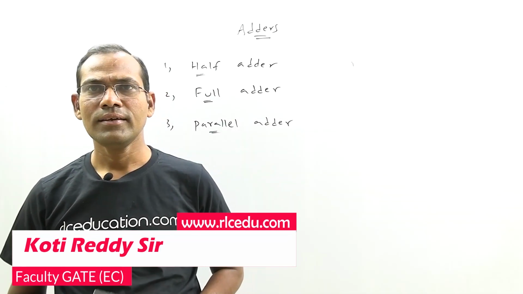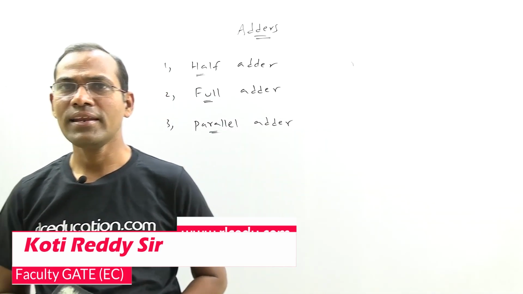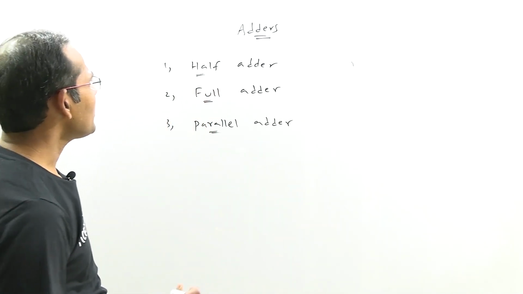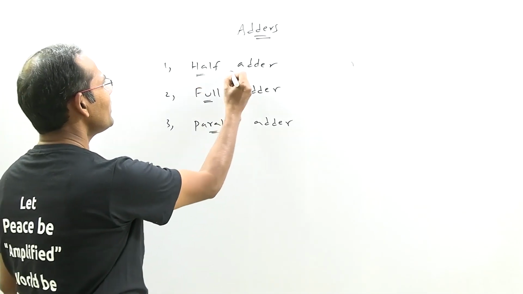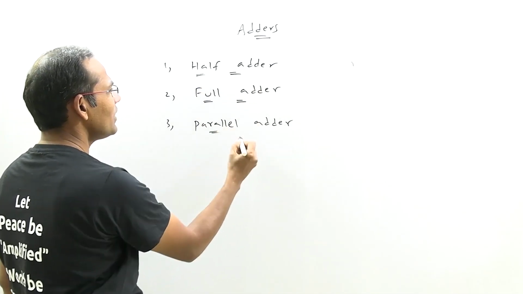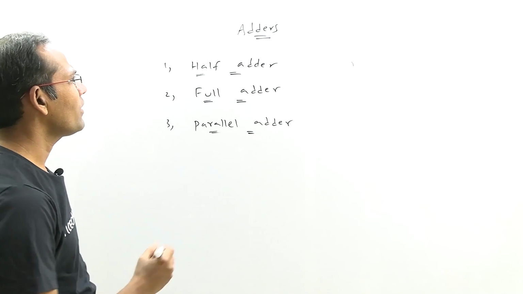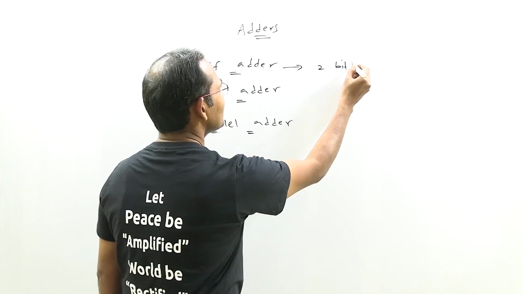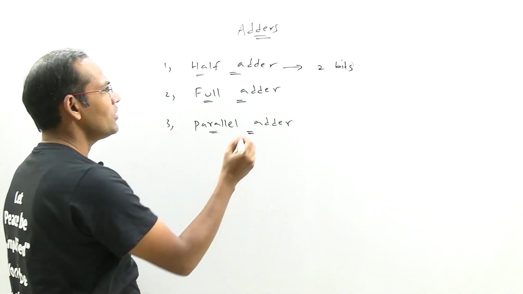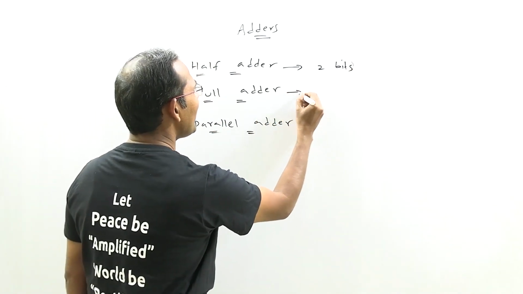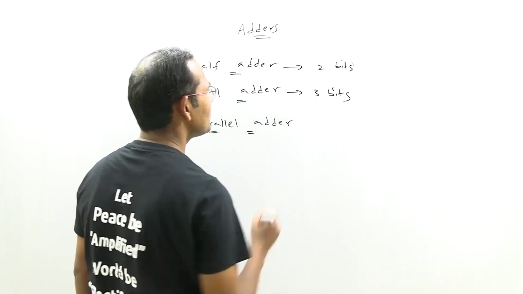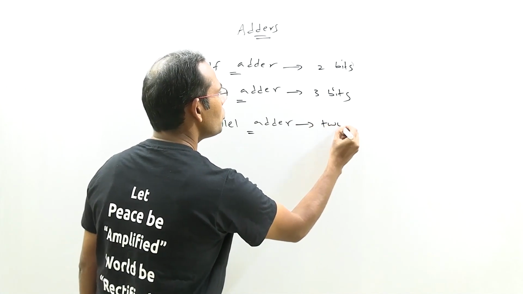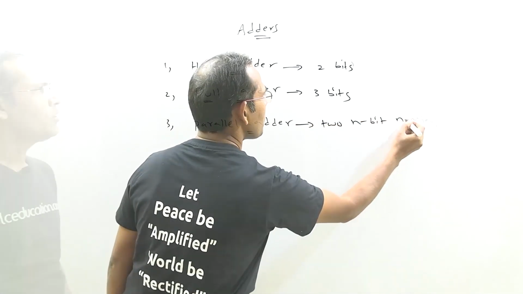Hi friends, in this lecture I will explain about different types of adders. The different types of adders are half adder, full adder and parallel adder. Half adder will add 2 bits. Full adder will add 3 bits. Whereas a parallel adder will add 2 n-bit numbers.